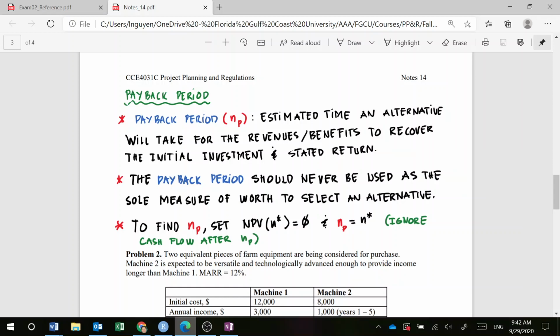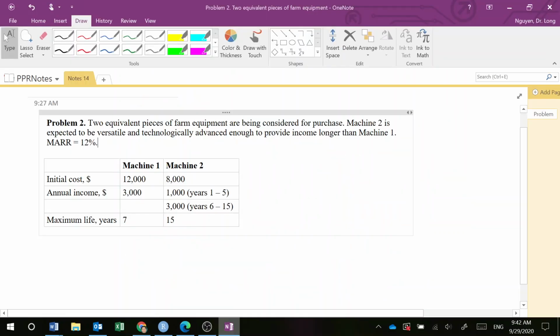One thing that we will show you is that the payback period should never be used as the sole measure of worth to select an alternative, and that is realized in this problem too. To find the payback period, we set NPV at N star equal to 0, similar to the IRR analysis, the internal rate of return, where we set NPV at I star equal to 0. Now, instead of I star, we put N star for the payback period. So let's go back to here. We have initial costs for Machine 1 and Machine 2, annual income, and the maximum useful life.